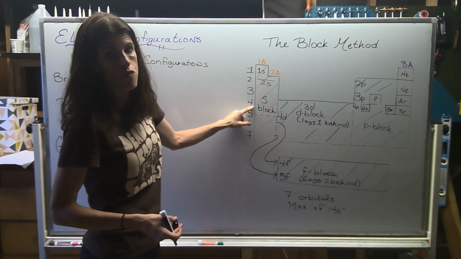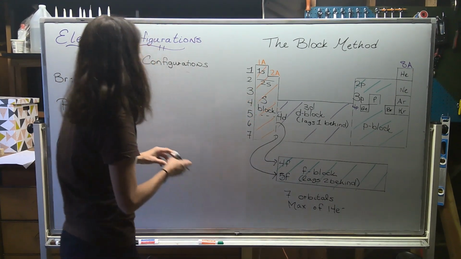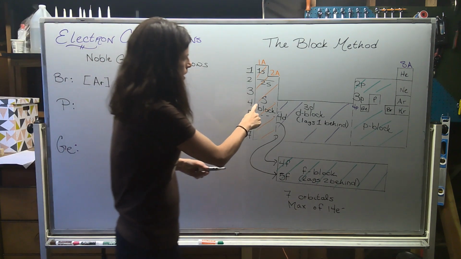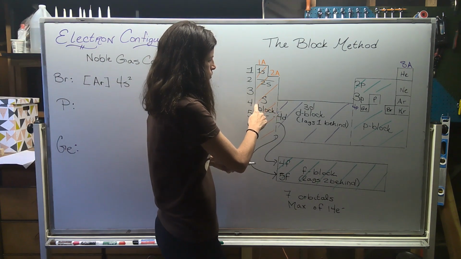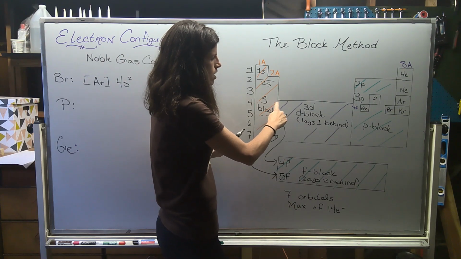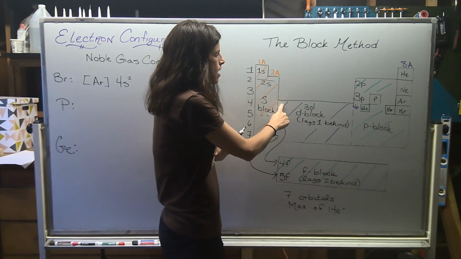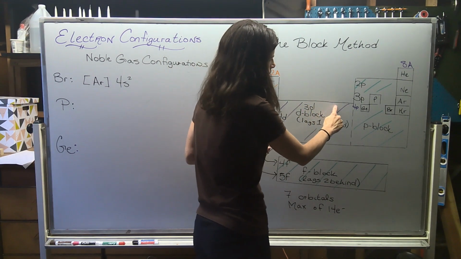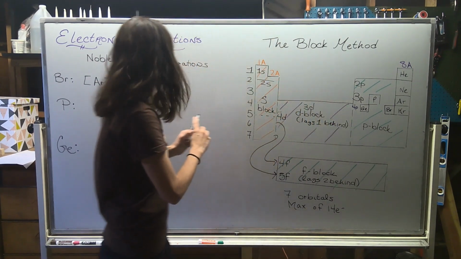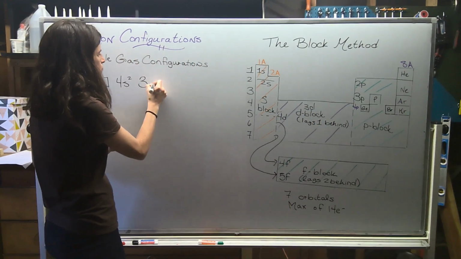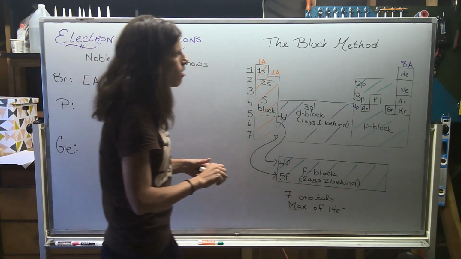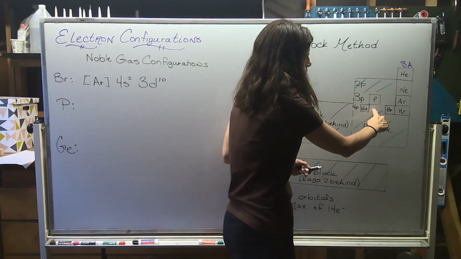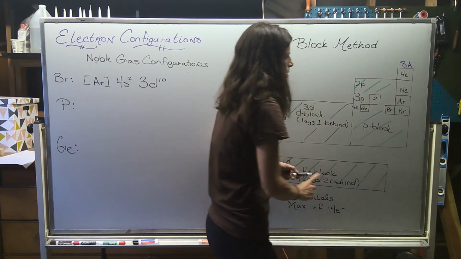That leaves me at the fourth row. So I'm going to start with 4s1, 4s2. You're just going to go across and count within the box. So 4s1, 4s2, I wrote that down. Now I'm at 3d, and I'm going to need all 10 of these: 1, 2, 3, 4, 5, 6, 7, 8, 9, 10. So 3d10 is completely full. Now I'm back to 4p. So it's going to be 4p1, 4p2, 4p3, 4p4, 4p5.